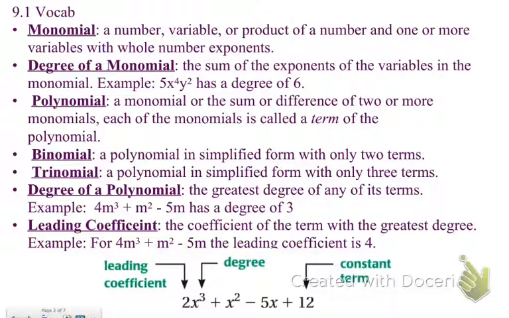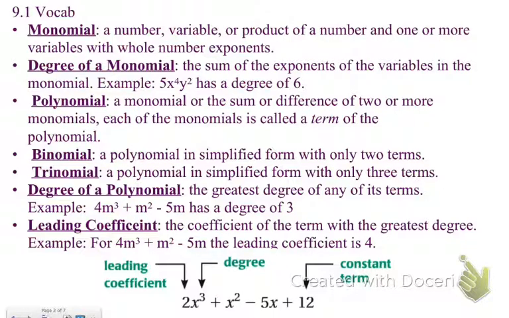The degree of a monomial is the sum of the exponents of the variables in the monomial. So 5x to the fourth y squared, for example, has a degree of 6. A polynomial is a monomial or the sum or difference of two or more monomials, and each of the monomials is called a term of the polynomial.